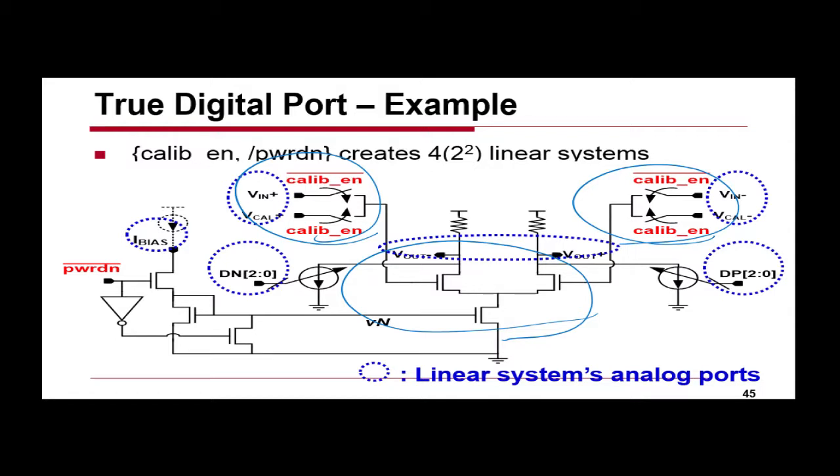If I calculate the transfer function when the switches connect to the real inputs, that is completely different than the transfer function when I connect the inputs to the calibration inputs, because that's a digital input. It changes the circuit. Similarly, if I check the circuit when it's in power down mode, that's a completely different transfer function than when it's not in power down mode.